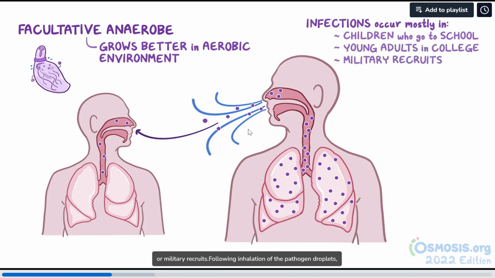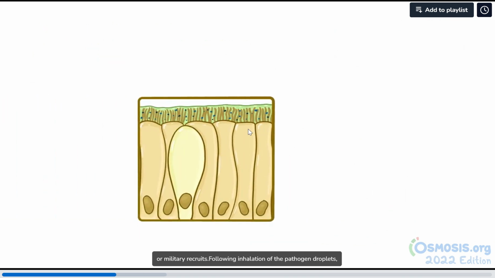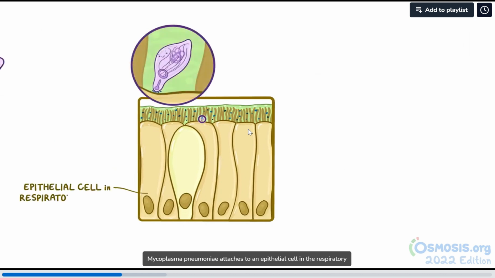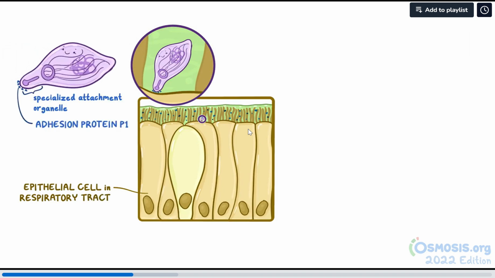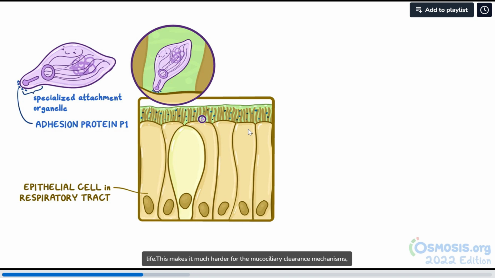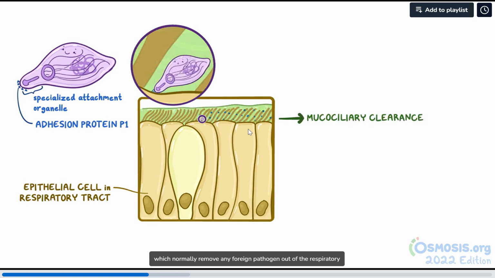So Mycoplasma pneumoniae infections happen mostly in children who go to school, young adults in college, or military recruits. Following inhalation of the pathogen droplets, Mycoplasma pneumoniae attaches to an epithelial cell in the respiratory tract, using a specialized attachment organelle which has an adhesive protein complex called adhesion protein P1 at its tip. Adhesion protein P1 attaches to the host cell surface, like the respiratory epithelial cell, and holds on for dear life. This makes it way harder for the mucociliary clearance mechanisms, which normally remove any foreign pathogen out of the respiratory tract, to clear the bacteria.